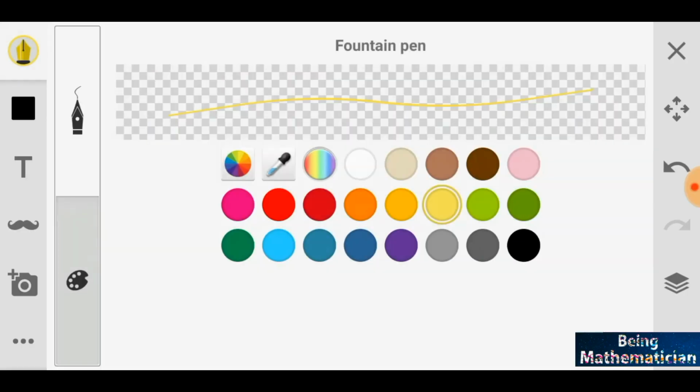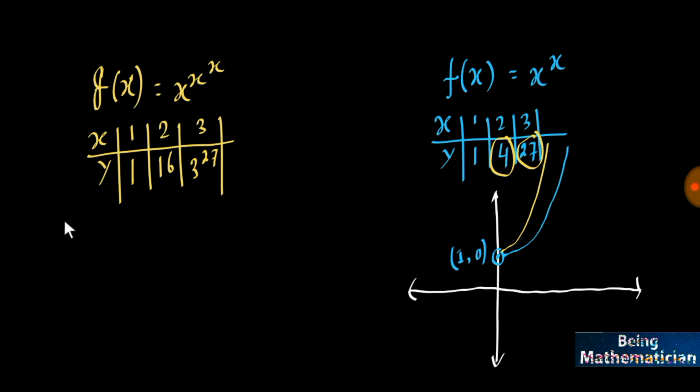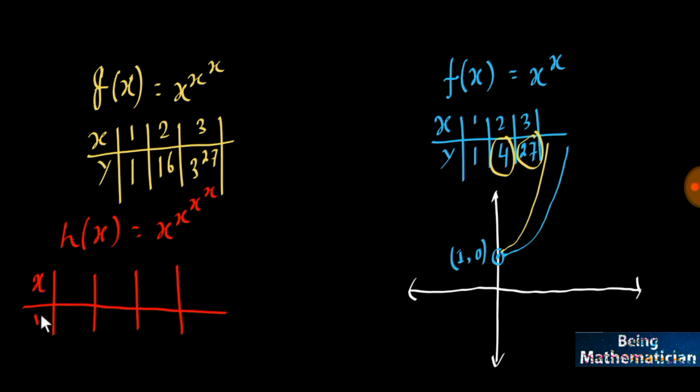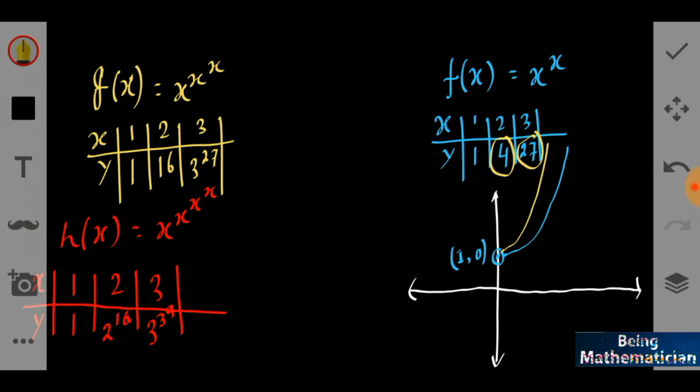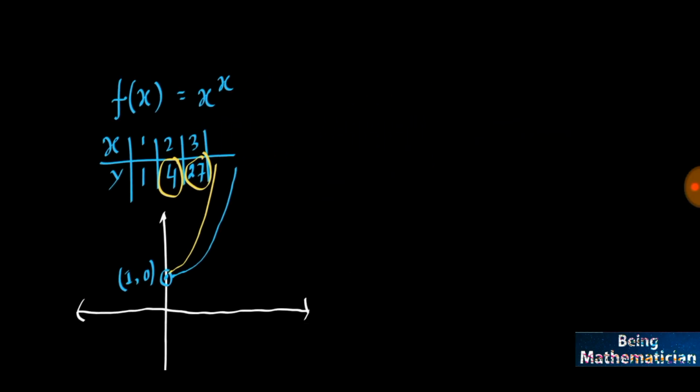Now let's discuss another function, that is h(x) equal to x to the power x to the power x to the power x. Now let's discuss its table. When x is 1, then y must be 1. When x is 2, then y is 2 to the power 16. When x is 3, then y is 3 to the power 9. So y is so big, and here when x is 2, then y also so big. So let's plot this point. We get this function starting from this point.